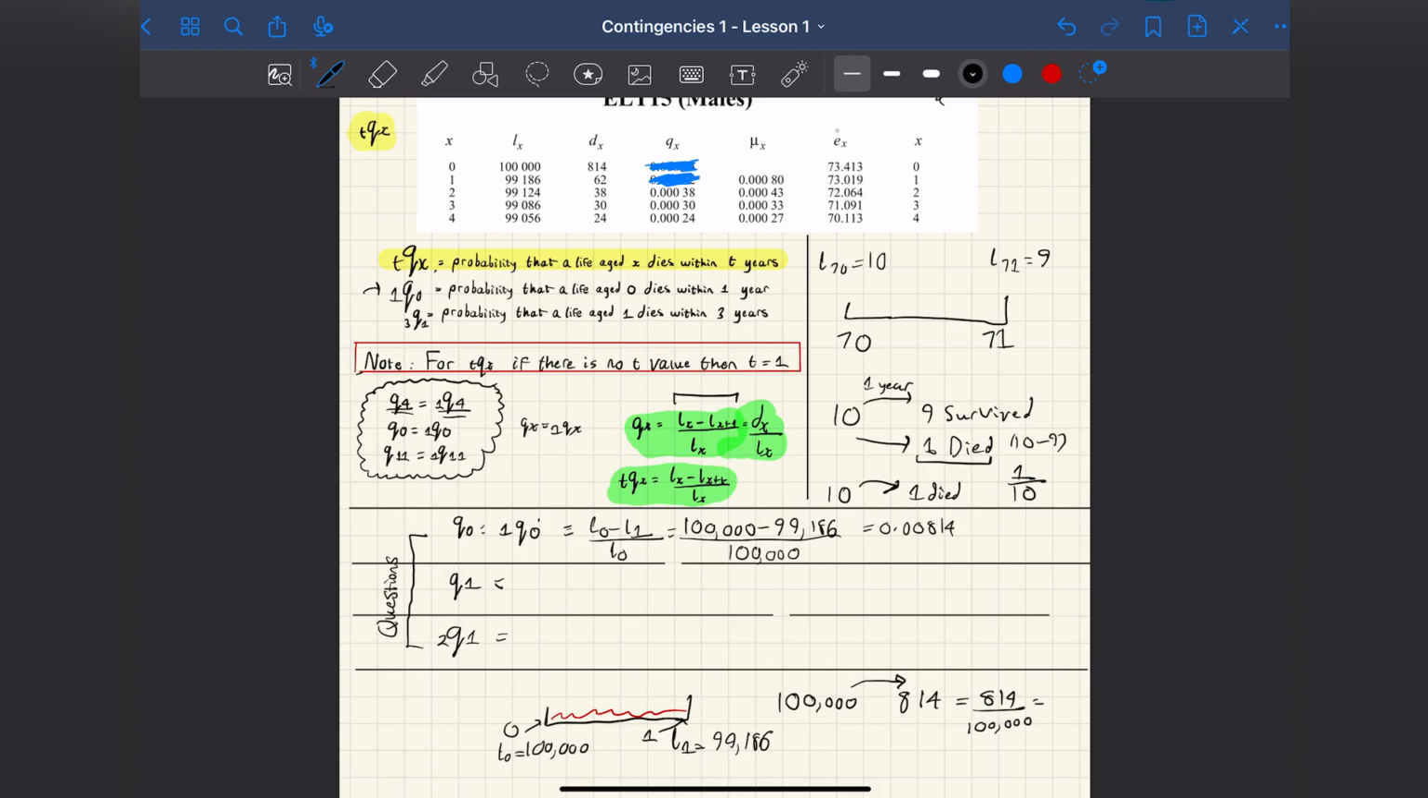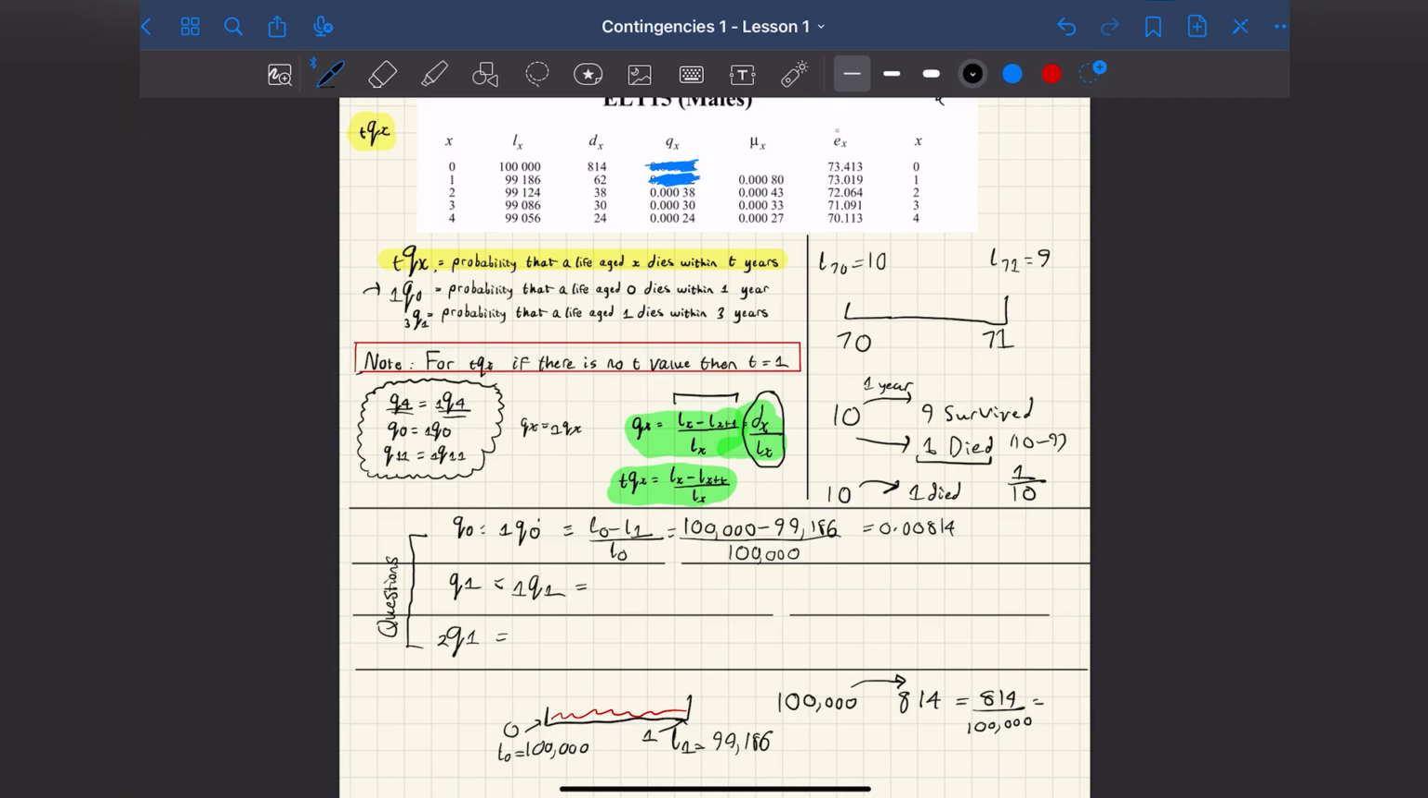which is 0.00814. And what you should notice as well is that when we do this l0 minus l1, of course, is d0. If you look at this part here, it's dx over lx, when t is 1. So now see if you can do what Q1 is. So again, there's no t value, so t is 1. So Q1 is the same as 1Q1.